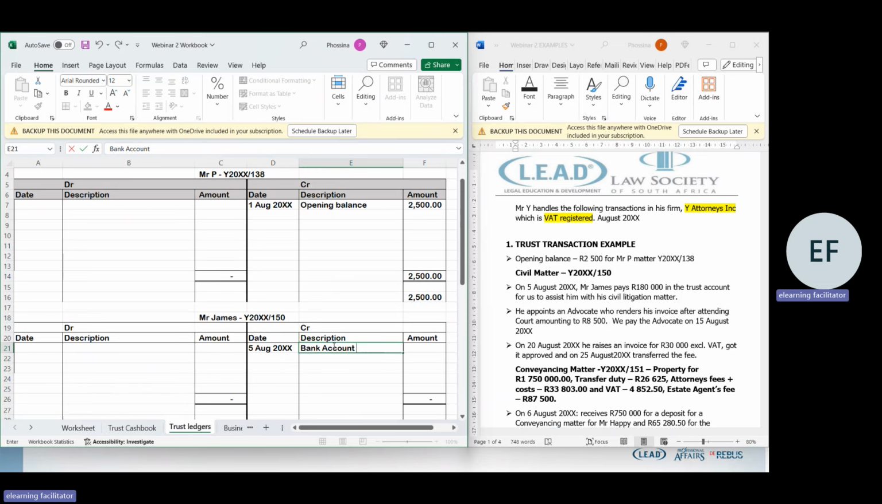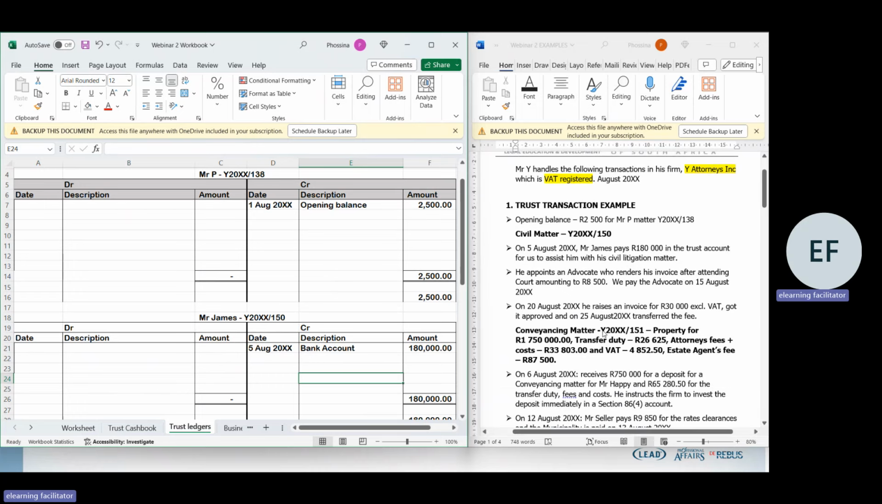And then we indicate, just giving more detail, so that when you are looking for these transactions, you are able to find them. Okay. And in this case, how much was received? 180,000. So we have debited the cash book, we've credited the client, which is our trust creditor. So this is how we do our double entry in the trust account. This is how we record.